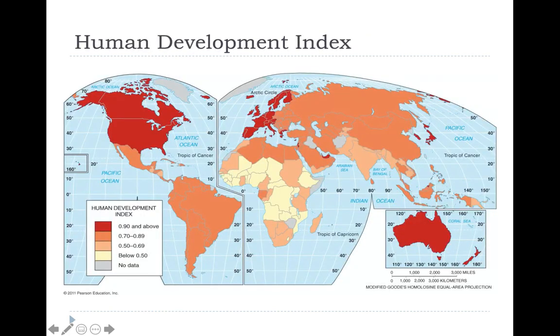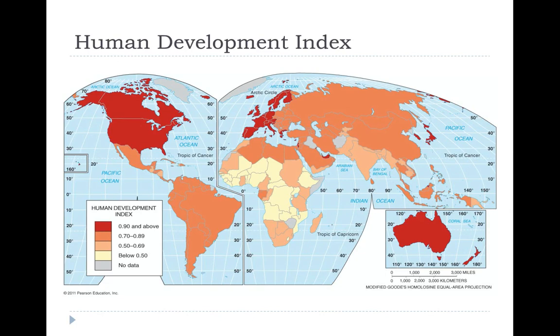This map shows the Human Development Index throughout the world. You will see that the United States, Canada, Western Europe, and Australia and New Zealand, and Japan and South Korea all have a very high Human Development Index. Okay? They have a score of 0.9 or above. These are going to be your countries that are considered your more developed countries.